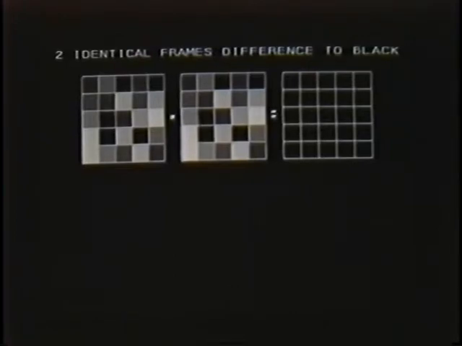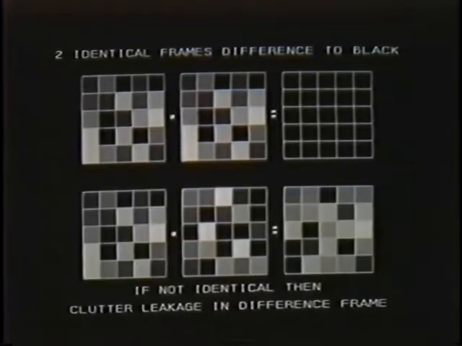As explained earlier, if two frames are identical, they will difference to all zeros. Depending on the method used for displaying this frame of all zeros, it will be scaled to display as some solid shade of gray, usually black. If the two frames are not identical, then there will be a variance in the difference frame. This variance is known as clutter leakage. As we will see later, clutter leakage is a particular problem in the vicinity of distinct high-frequency edges within the frame.